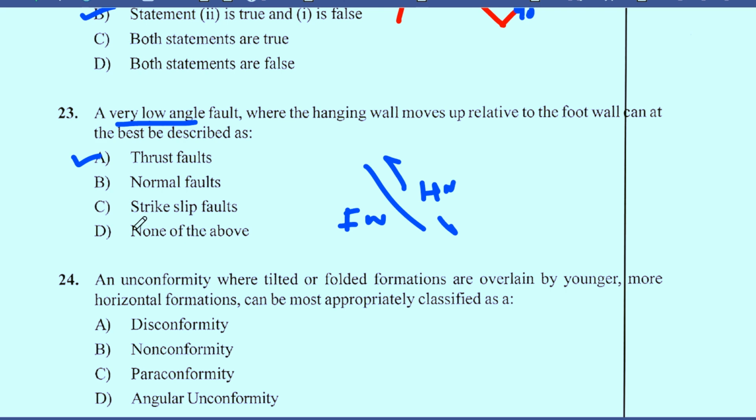And in a strike slip fault, we will not get hanging wall movement, meaning we get a horizontal movement.